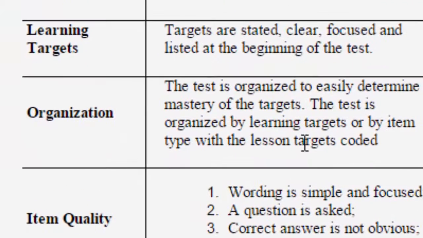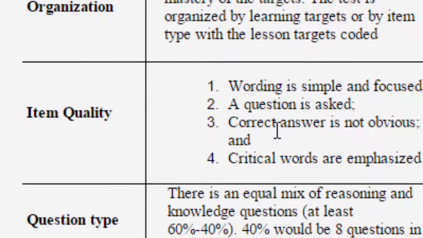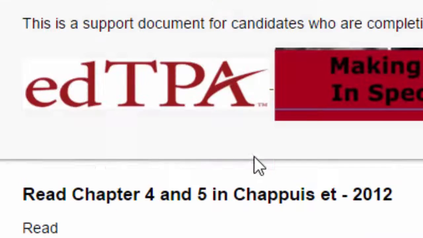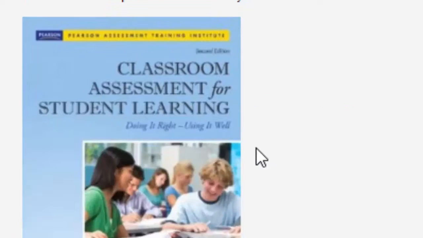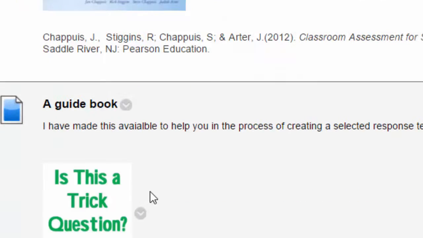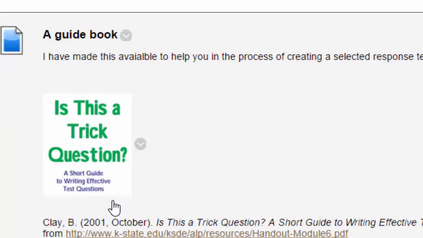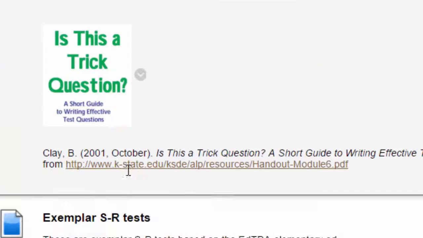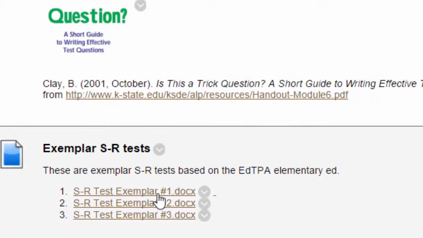There's the rubric, and you can see the very first part of the rubric is targets are stated clear, focused, and listed at the beginning of the test. So your learning targets need to be specific and measurable. Here is chapter 4 and 5, which goes into creating learning targets and how to create a selective response test. This is another pamphlet about creating selective response tests. And here are your exemplars, and I'm going to show a couple of those right now.